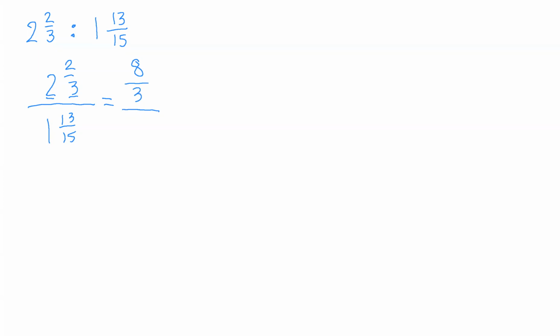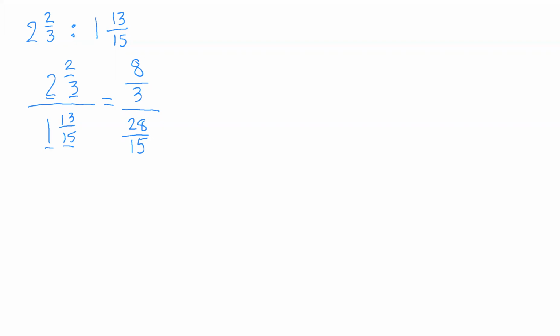We do the same thing for the denominator. We take the denominator in the mixed number, multiply it by the whole number. So 15 times 1 is 15. We want to add the numerator of 13. So 15 and 13 is 28. And then you keep the original denominator. So now we have 8/3 divided by 28/15.